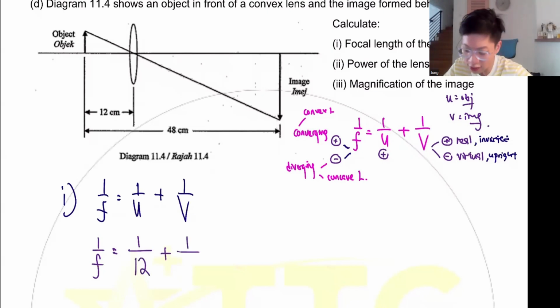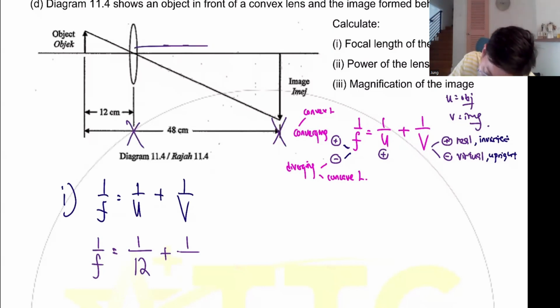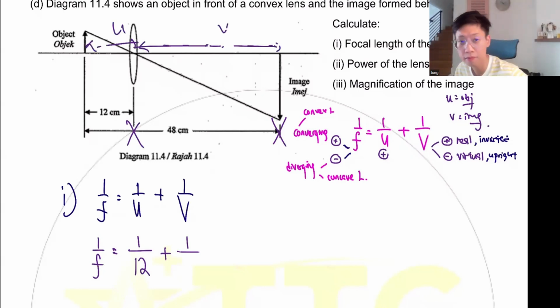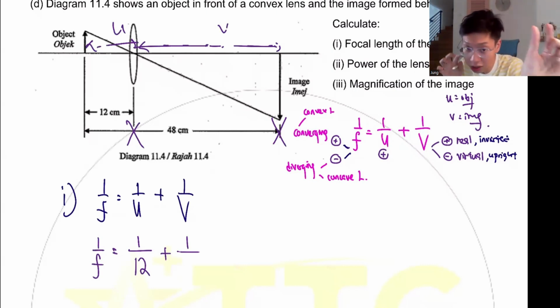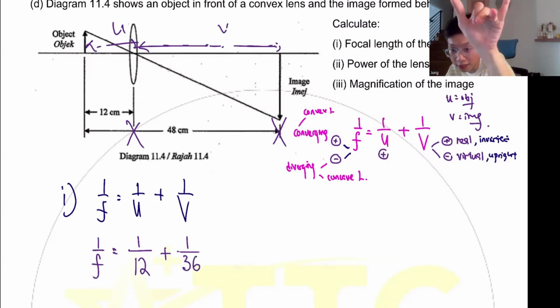So now 1 over U is 1 over 12. What is the V value? Your V value is going to be your image distance. Remember, image distance is always from the image all the way to the lens. This is U, this is V. They purposely give you the whole 48, so your V value will be 36, because we take 48 minus away the 12.